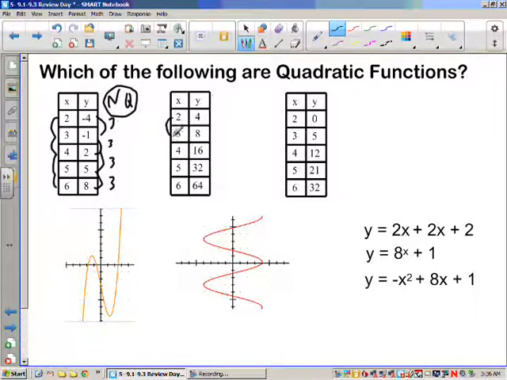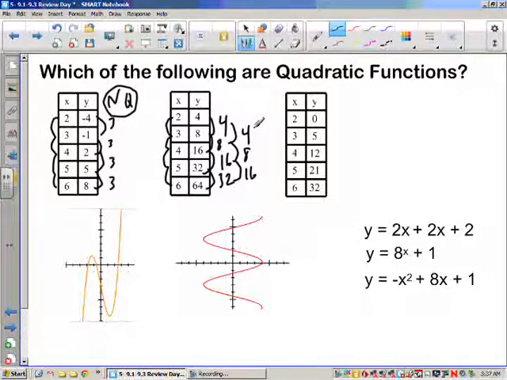Again, verify the x. Now if I do 8 minus 4, I get 4. 16 minus 8, 8. 32 minus 16, 64 minus 32. And when I do these differences, 4, 8, 16. The second difference is not constant either, so this one's not quadratic. It looks like an exponential.